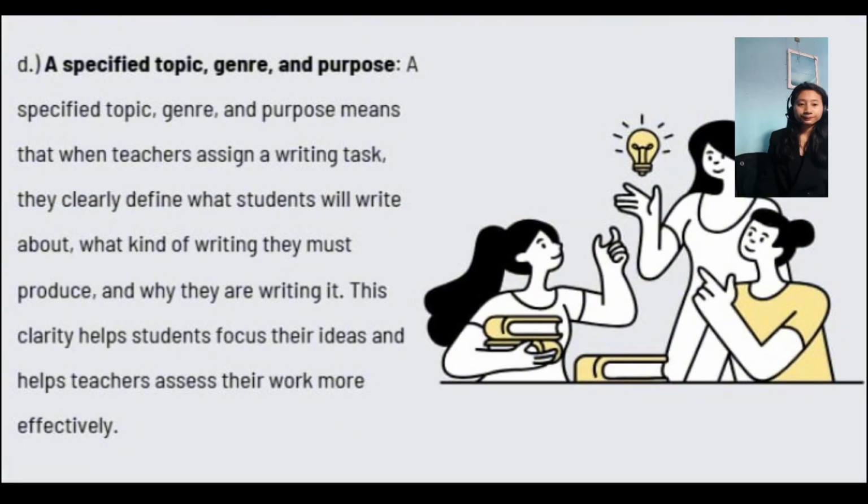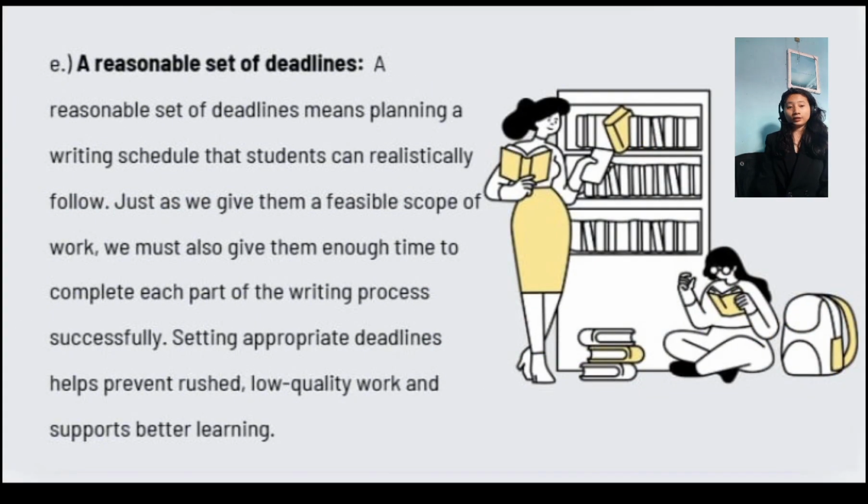So next is a reasonable set of deadlines. For every task the teacher gives, there should be specific deadlines. The teacher should consider whether the students can do it in that time, and whether they have enough time to accomplish the given task. But the teacher should also discipline the students to submit on time, according to the specific deadlines. Okay.